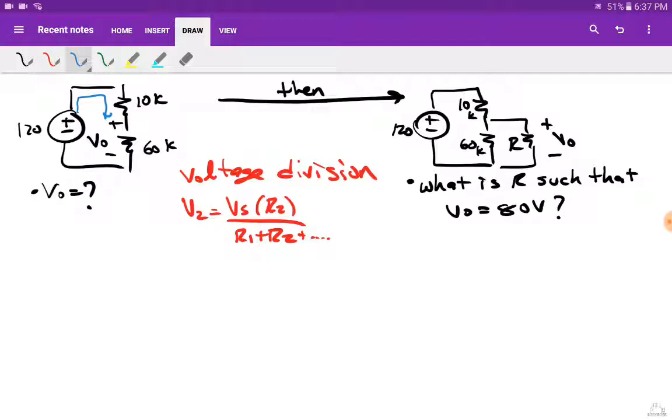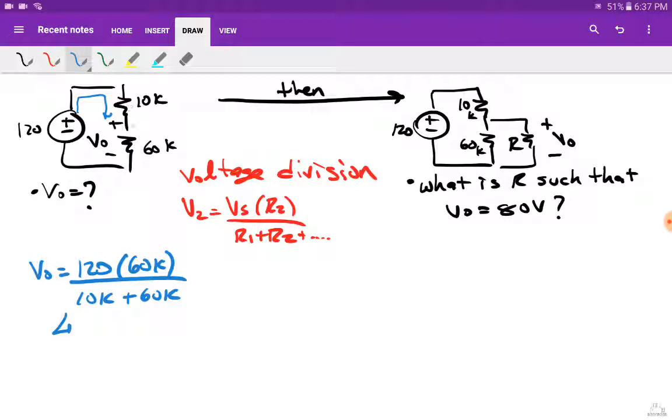Once I recognize I can use the voltage divider, I just say, okay, V out is attached to my 60. So V out is going to be my VS, which is 120, times the resistor of interest. It's attached to the 60, so I'll put 60K right here. Divided by, based on how this is written, the first resistor was 10K and the second resistor is 60K. And that's it. There are no other resistors in there. And this will solve and give me my V out. If you recognize that, then bam, this will be done in like 20 seconds.